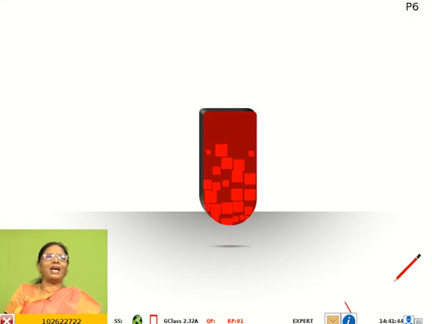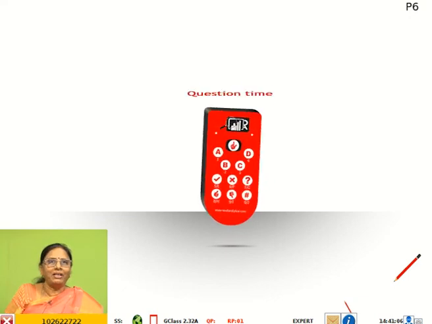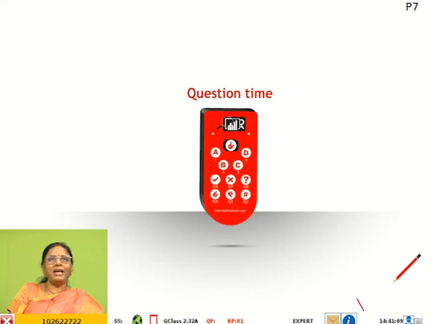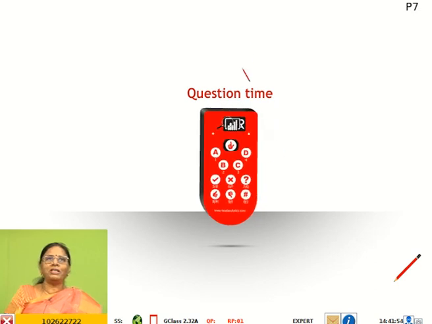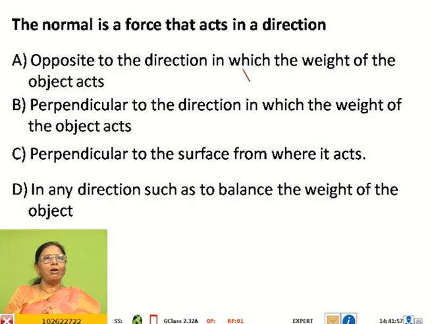I have got again a question time for you now. Please take out your clickers and be ready for the question. And here goes the question. The normal is a force that acts in a direction: option A, opposite to the direction in which the weight of the object acts. Option B, perpendicular to the direction in which the weight of the object acts. Option C, perpendicular to the surface from where it acts. And option D, in any direction such as to balance the weight of the object. Your time starts now and I give you 30 seconds, children. Please choose the correct answer and click on the right button.